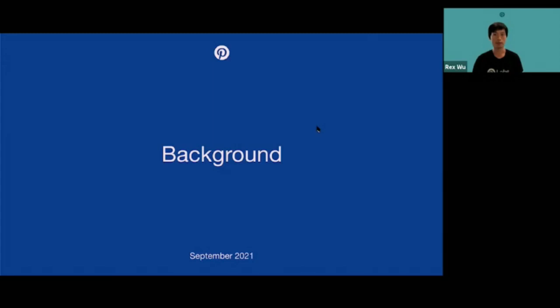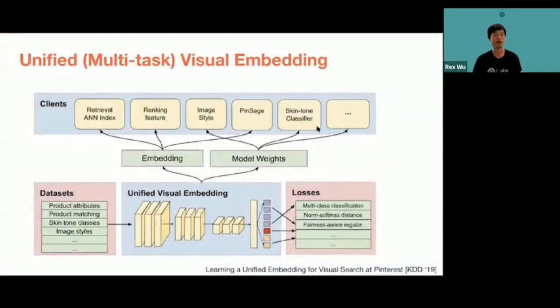Now, I will give you some background on how we train our unified visual embeddings to support all our use cases, and how large-scale pre-training and transformer models can help us improve all of them. So how do we support dozens of use cases? One solution is that we can train one embedding model for each use case, but it would be very expensive and hard to maintain.